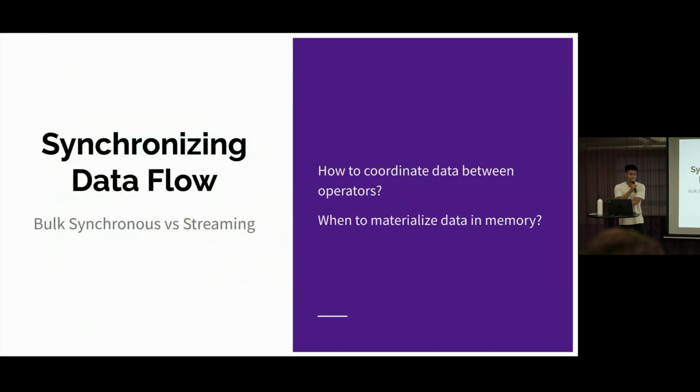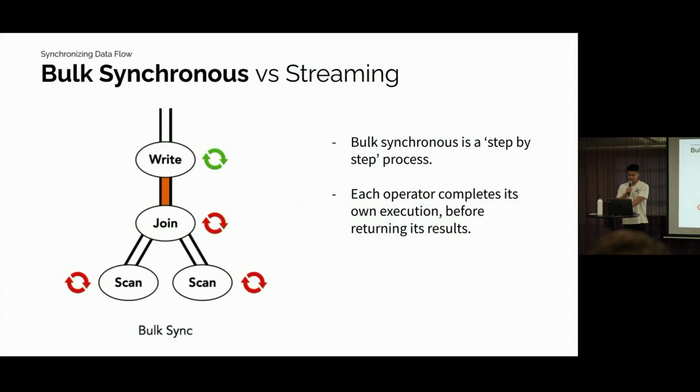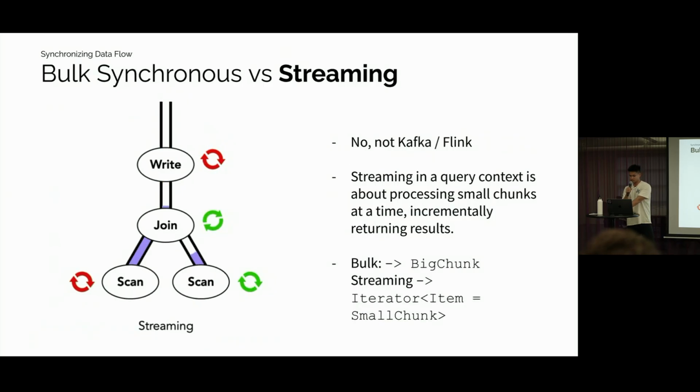And the last thing I want to talk about when it comes to designing an execution engine is synchronizing data flow. How does data flow through your query? Bulk synchronous, I like to think of it as a step-by-step process. The scan is going to start reading some Parquet file. It's going to read the whole Parquet file, and then it's going to pass it out to the join. The join is going to complete the join, and it's going to give all of its results to the write, which is then going to write everything into file. So each operator is going to complete its own execution before returning its results.